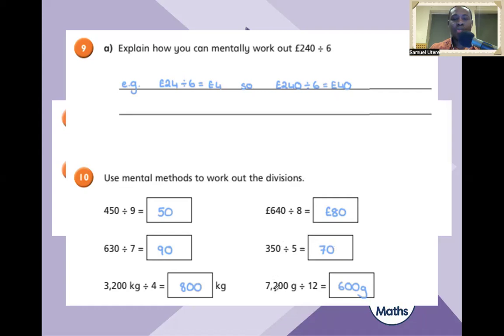Here you can use the fact that 72 divided by 12 is 6, so your answer will be 600, because 7,200 is 100 times bigger than 72.